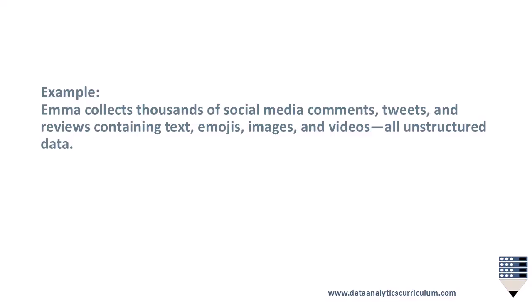So, to recap, data can be quantitative or qualitative. Quantitative data is numerical and can be discrete or continuous. Qualitative data describes characteristics and can be nominal or ordinal. And finally, unstructured data doesn't follow a fixed format and often requires advanced methods to analyze. Understanding these types of data is the first step in knowing how to collect, clean, and analyze information effectively.